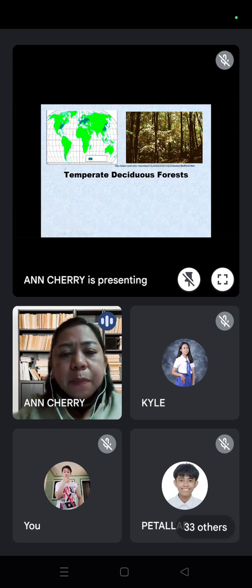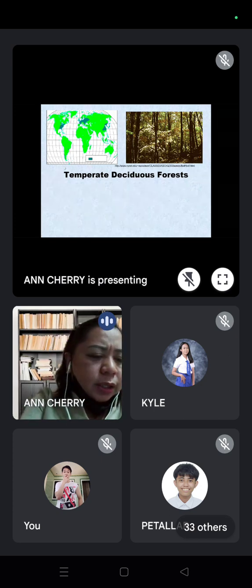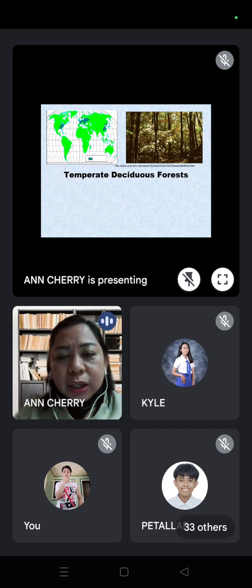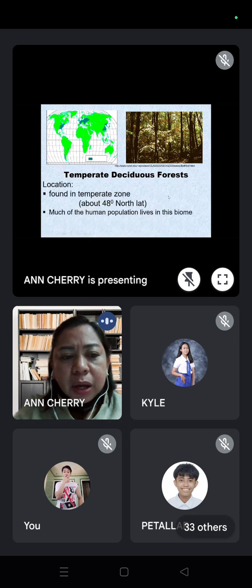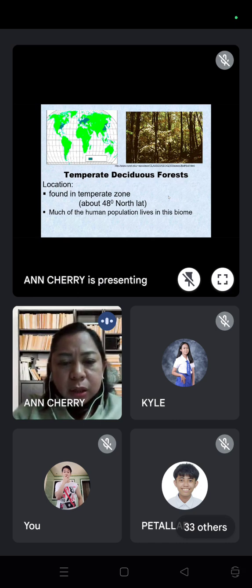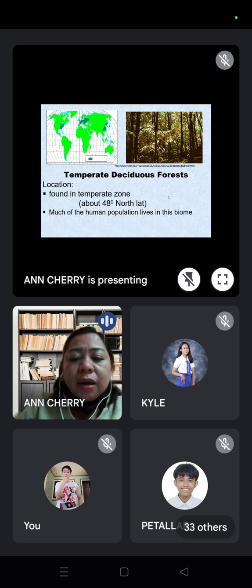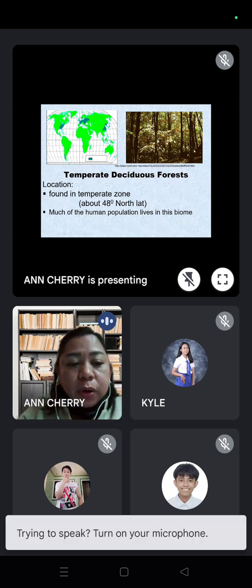Then we have the temperate deciduous forest. So, location: they are found in the temperate zone, about 48 degrees north of latitude. And much of the human population lives in this biome.